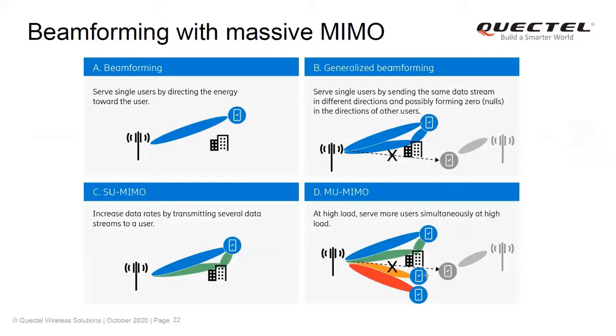Beamforming has more scenarios depending on application, like serving a single user by directing the energy towards the user, or serving a single user by sending data in different directions to avoid blocking of the signal, or not sending data to some other user that is served by another cell, or increasing data rate by transmitting several data streams, several beams, to the same user to have higher throughput, or at high load, serving more users simultaneously with more beams, to support their need for high throughput.